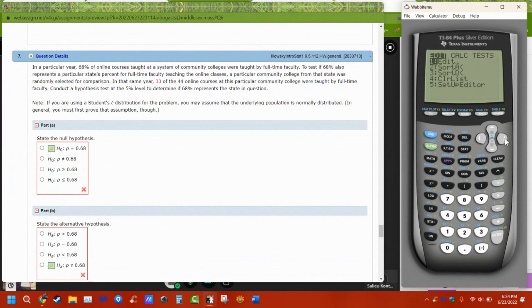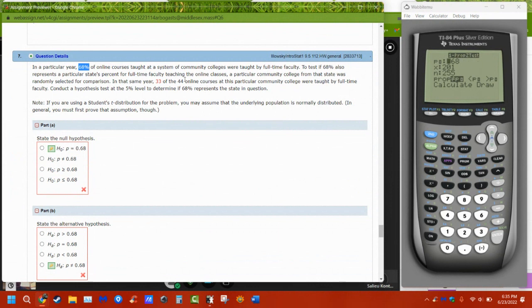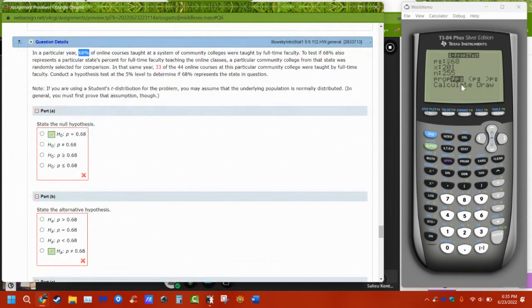So again, we're going to go to tests. And this is a single proportion Z test, so number five. We're testing it against 68%. That's our P. We have 33 out of 44. We're testing at the 0.05 level of significance.